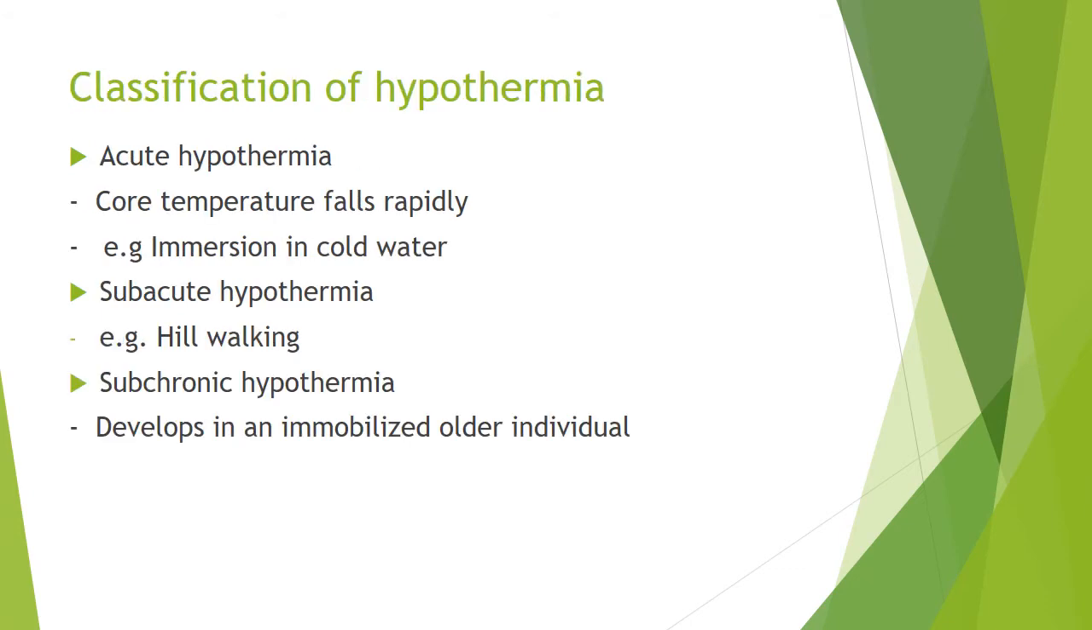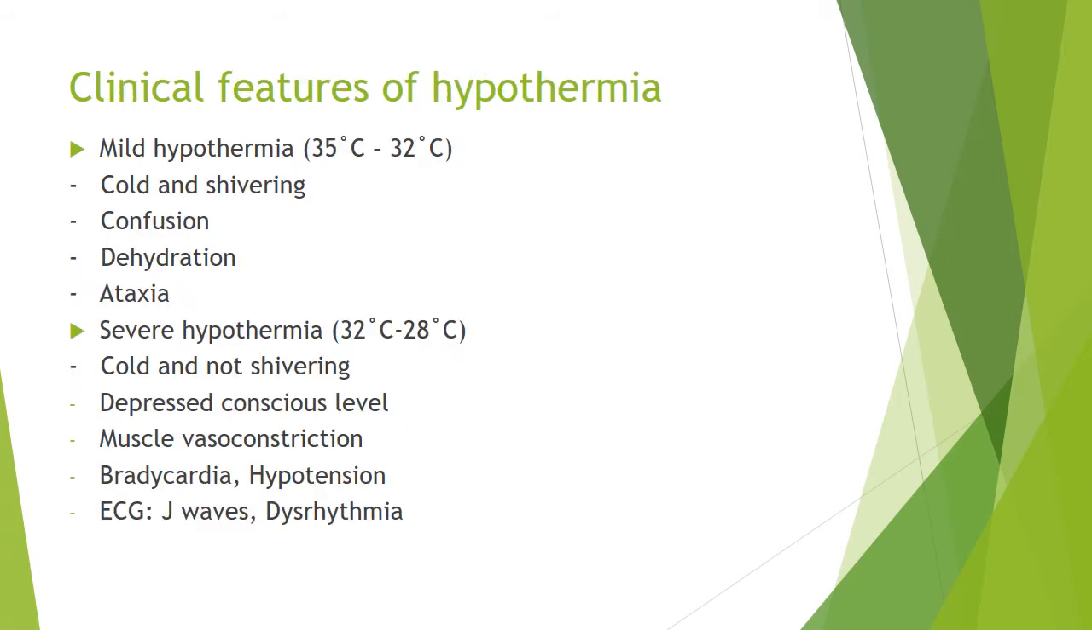So, classification of hypothermia: it can be classified as acute, subacute, and subchronic. Acute hypothermia occurs when core temperature falls rapidly, for example immersion in cold water. Subacute hypothermia, for example hill walking during cold temperatures. And subchronic hypothermia develops in immobilized older individuals, especially in the background of conditions of immobility such as stroke.